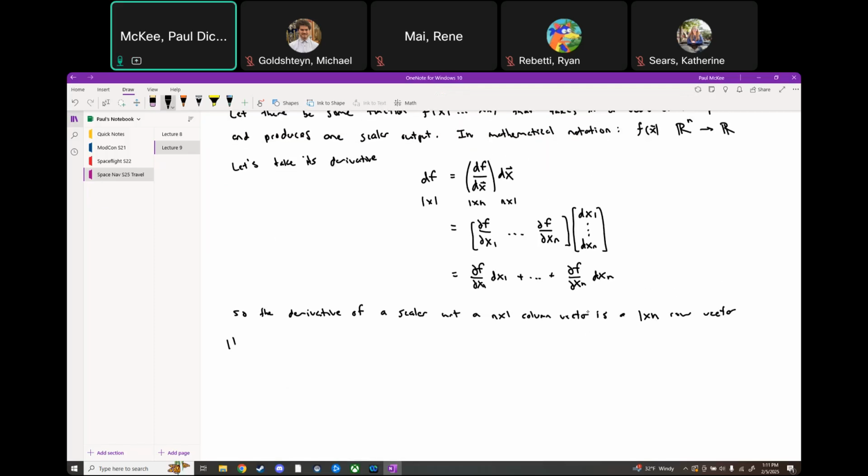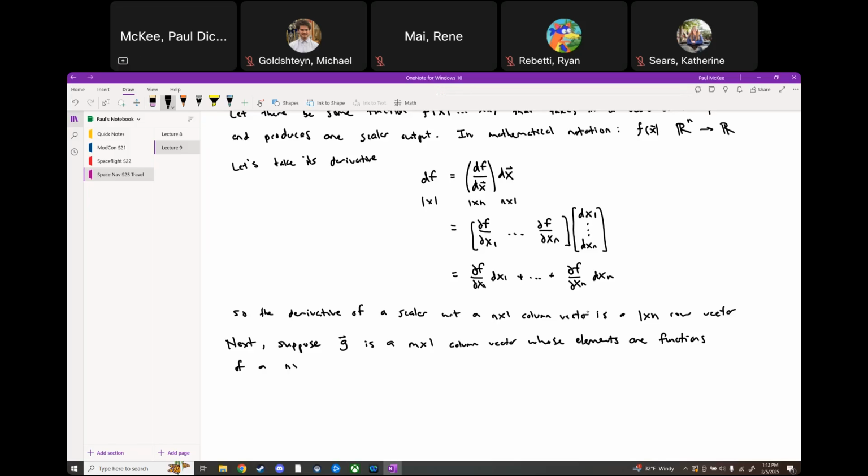Next, suppose that, in my notes I use H, I'm going to use G actually. Suppose G is an m×1 column vector whose elements are functions of an n×1 column vector X.